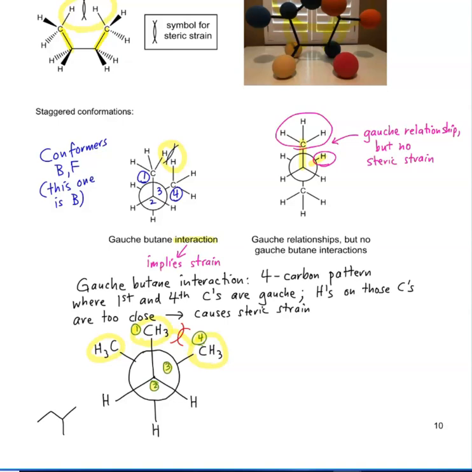But you also have the same thing going on the left side. So if we number again, here's the first carbon, say the back one is second, front carbon is 3, and this guy here is the fourth carbon. So the fourth carbon and the first carbon are gauche to one another, and so you have a gauche-butane interaction in that region as well.